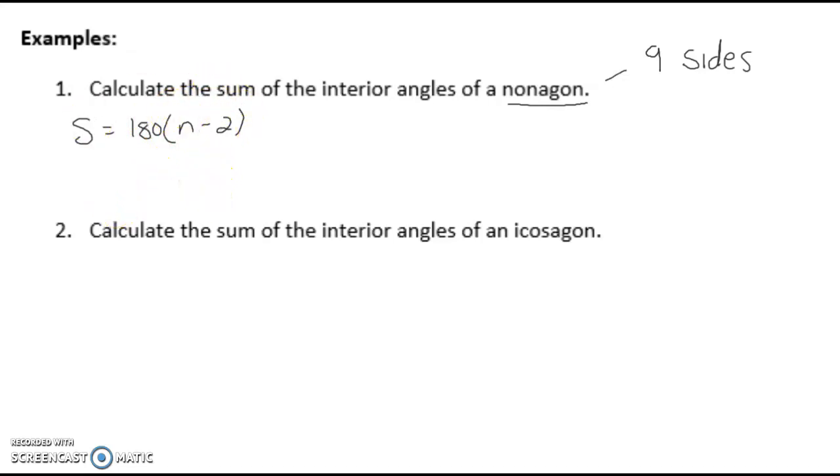So let's fill in what we know. We want to know what the sum is. So if I just highlight here, we want to calculate the sum of the interior angles of a nonagon, so 9 sides. So S equals 180, but instead of n, we replace n with the number of sides, which we know is 9. So 9 minus 2. Then S equals 180, and we know that 9 minus 2 is 7.